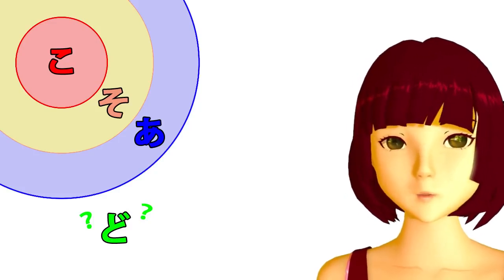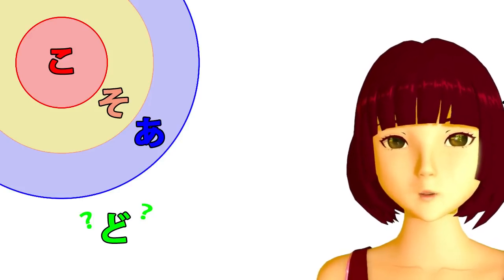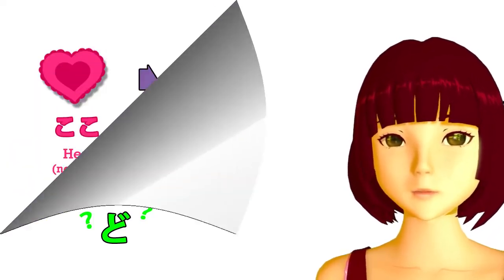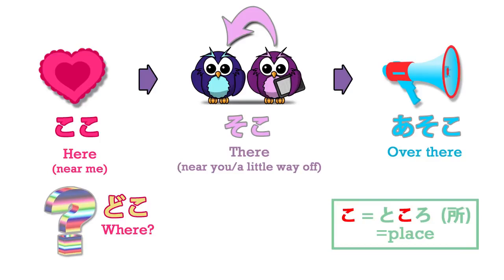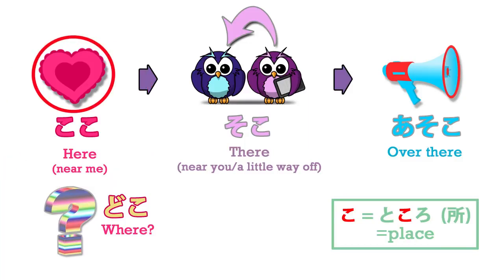So let's take the most basic meaning and use of ko, so, a, do, and that is actual physical locations. The most basic location use is koko, soko, asoko, doko. Koko means here. If you know the Japanese word kokoro, heart, it's here, right where I am, right where my heart is. That's not the etymology of the word, but it's a mnemonic.